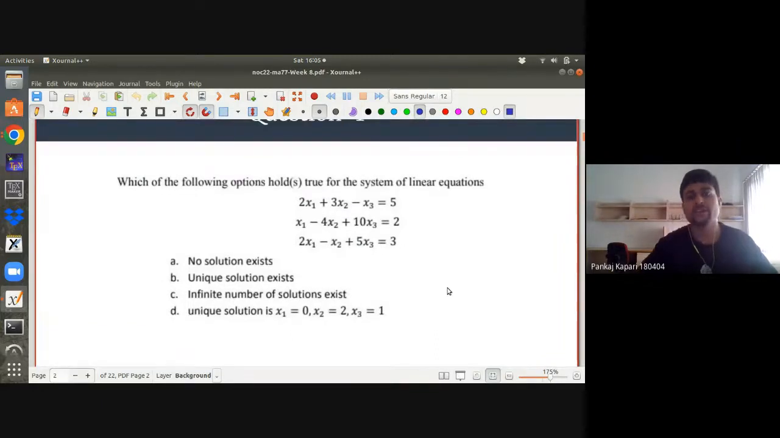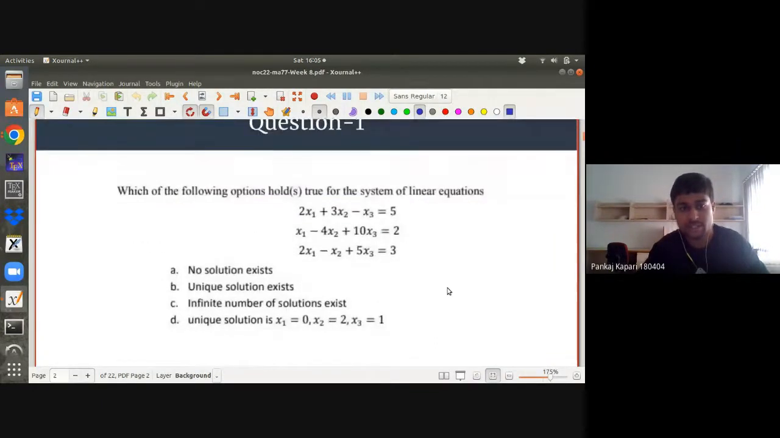Okay, so this is our first problem. We have to choose which options are correct out of these four. A system of linear equations is given, and we have to find if this system has a unique solution, an infinite number of solutions, or no solutions. So how do we solve this system? If values of x1, x2, x3 exist, then we have to find these values, or if their values don't exist, then we say that there are no solutions of the system of equations.